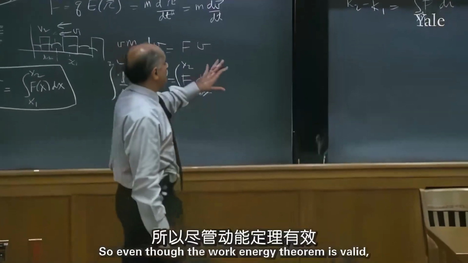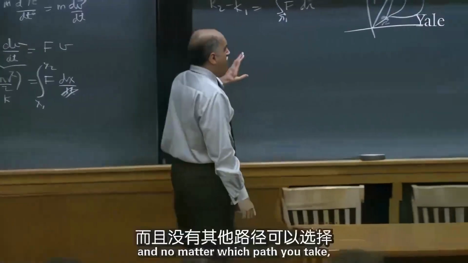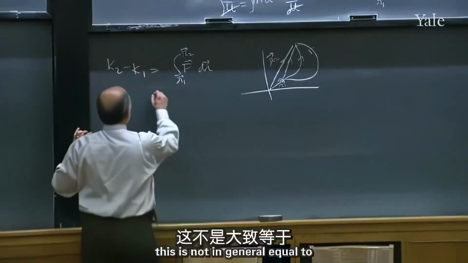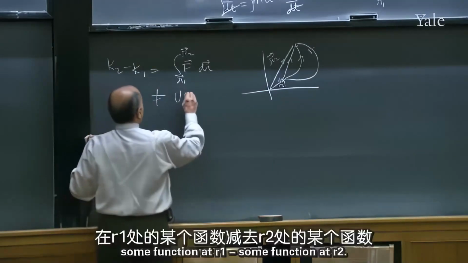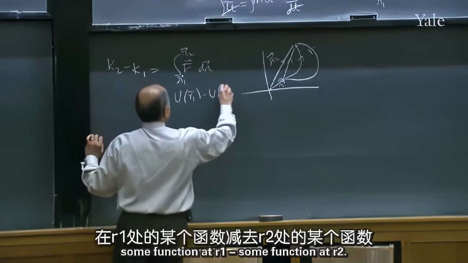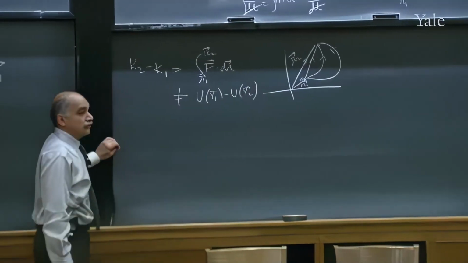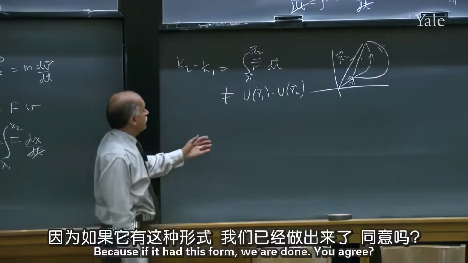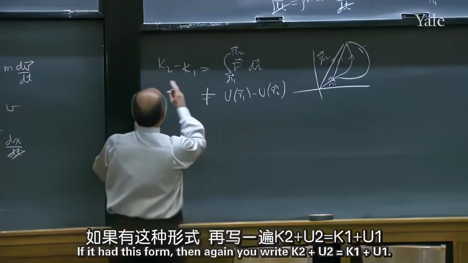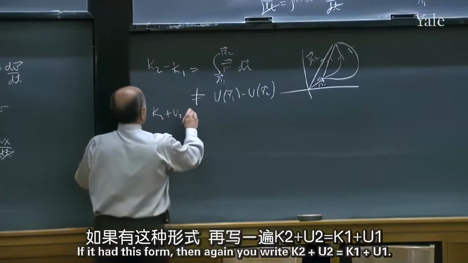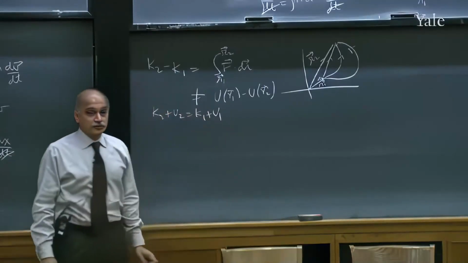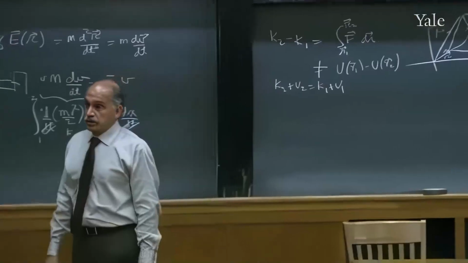So even though the work energy theorem is valid, and no matter which path you take, the work done by the force will be the change in kinetic energy, this is not in general equal to some function at r1 minus some function at r2. Because if it had this form, we are done. You agree? If it had this form, then again you write K2 plus U2 is equal to K1 plus U1. But no one's telling you that's true. If it was true, you are in business.